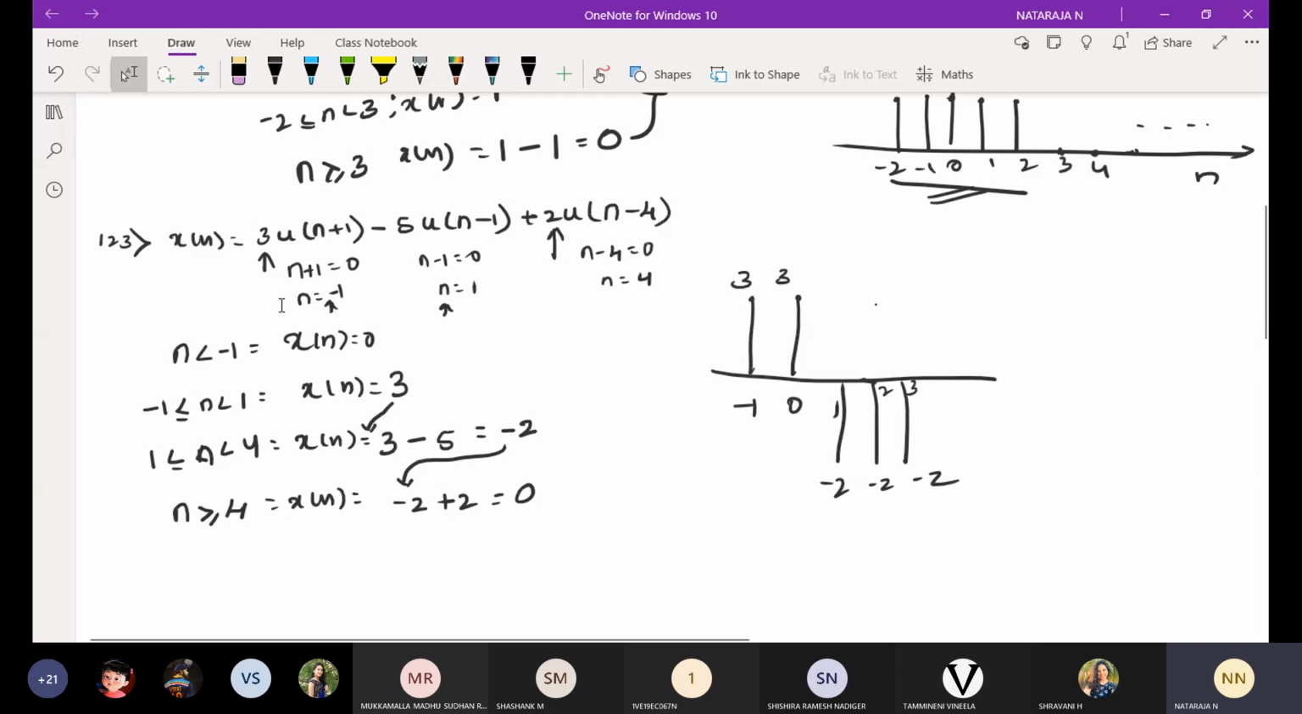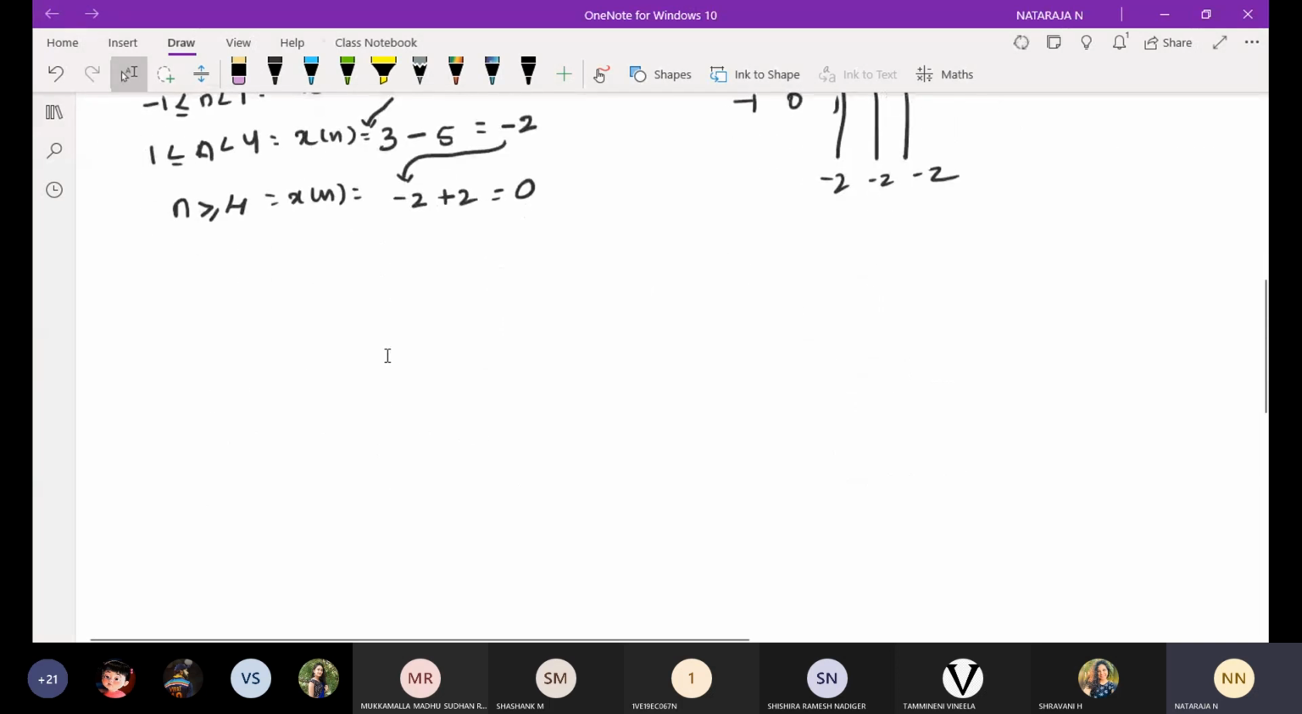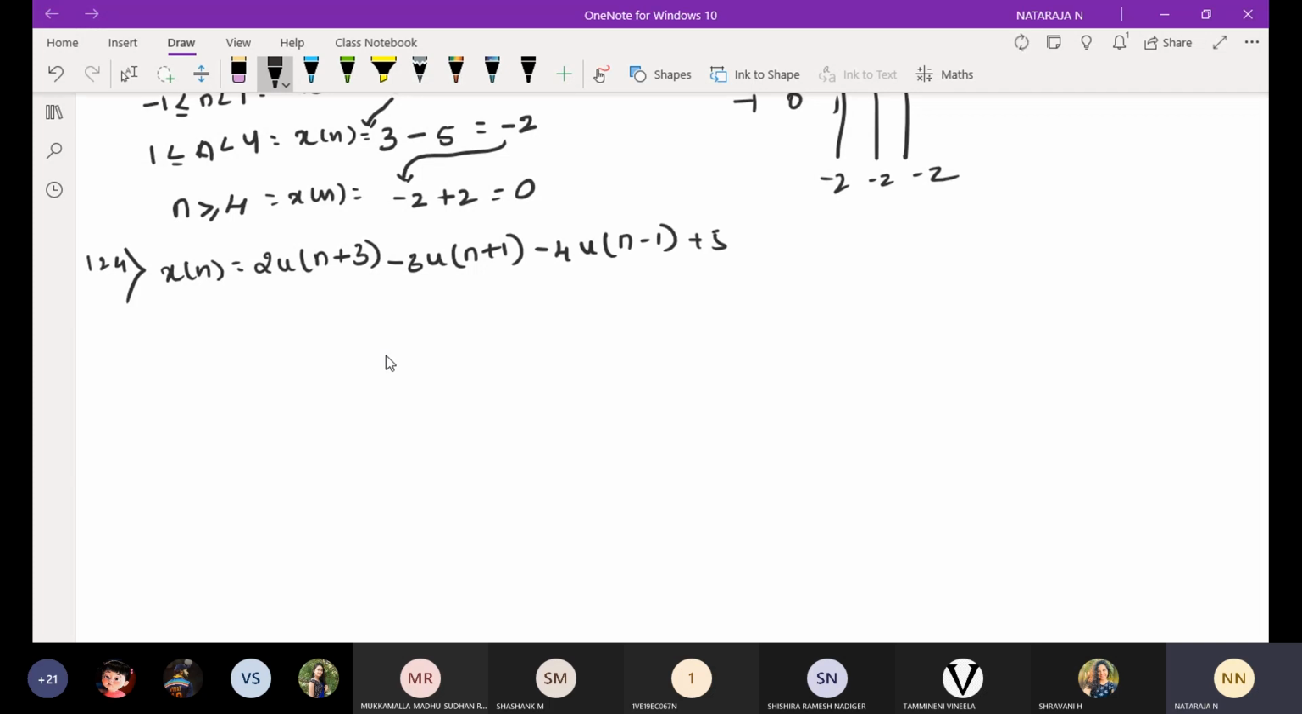Okay, take the next problem. x of n is equal to 2u of n plus 3 minus 3u of n plus 1 minus 4u of n minus 1 plus 5u of n minus 2. Try this problem.